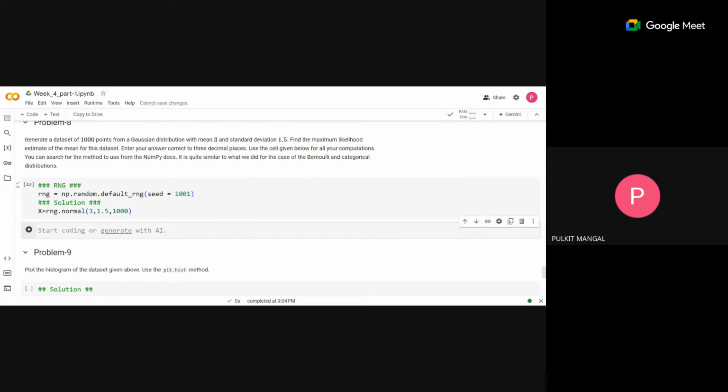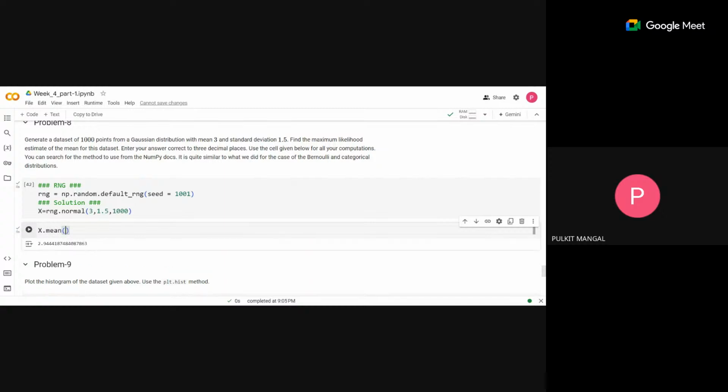Did you guys forget? The MLE for the mu parameter is the sample mean again, right? So if you want to estimate the mean parameter, what you can do is just type x.mean, and that is the MLE you will get. Any doubt, anyone, till now?